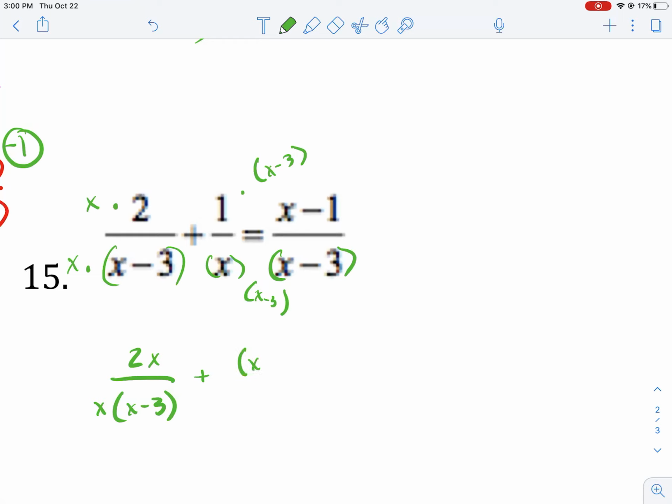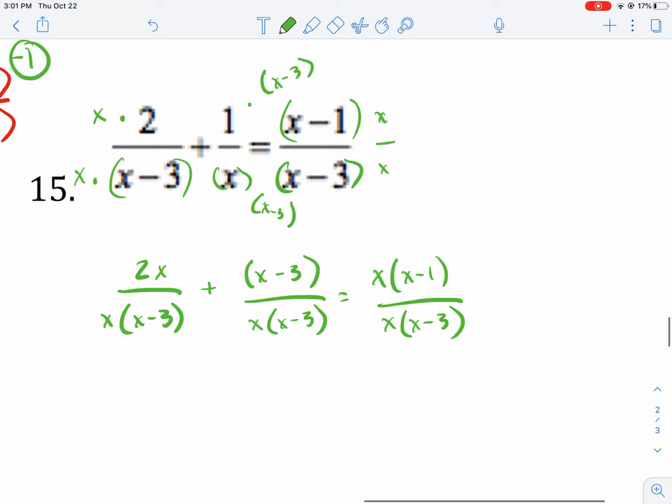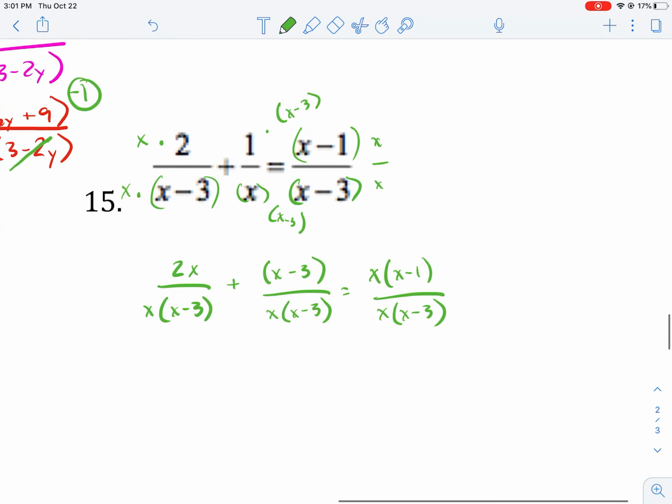So plus, this would be 2x. Over here, I'd have x minus 3 times x minus 3, equal to, and on this side, I just need to multiply the top and the bottom by an x. So I get x times x minus 1 all over x minus 3. Okay, so finally, ready to rock and roll here. So we drop the denominator.